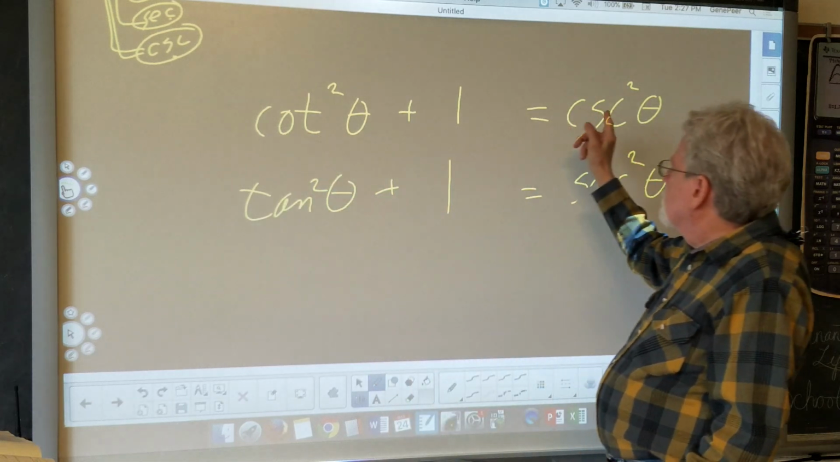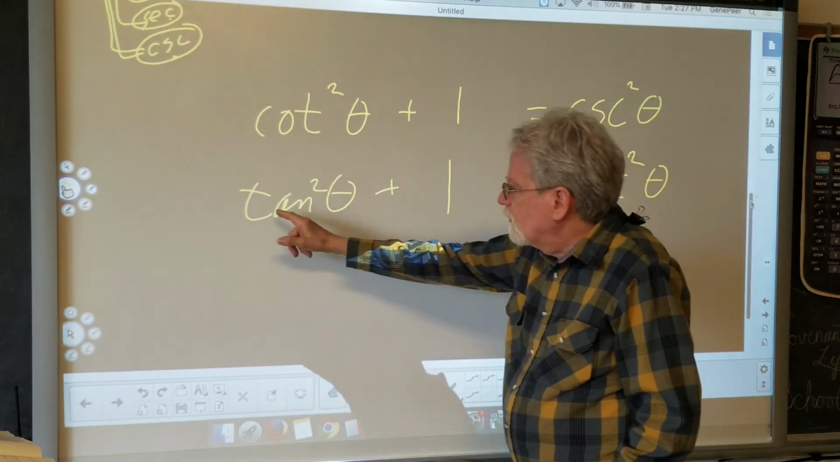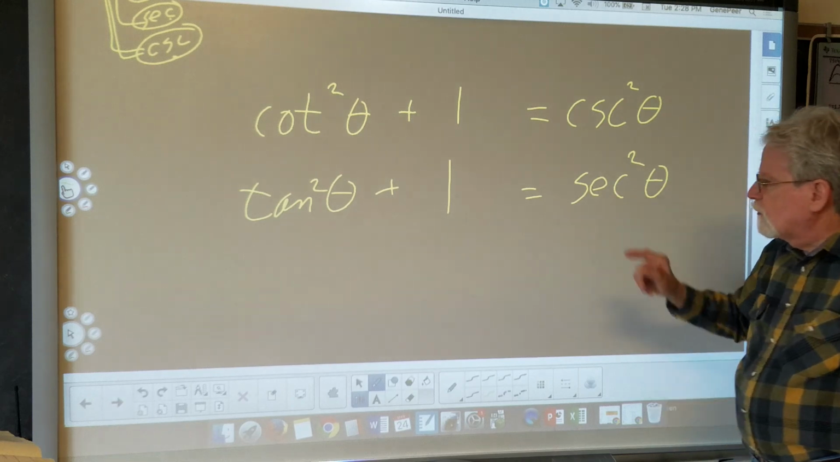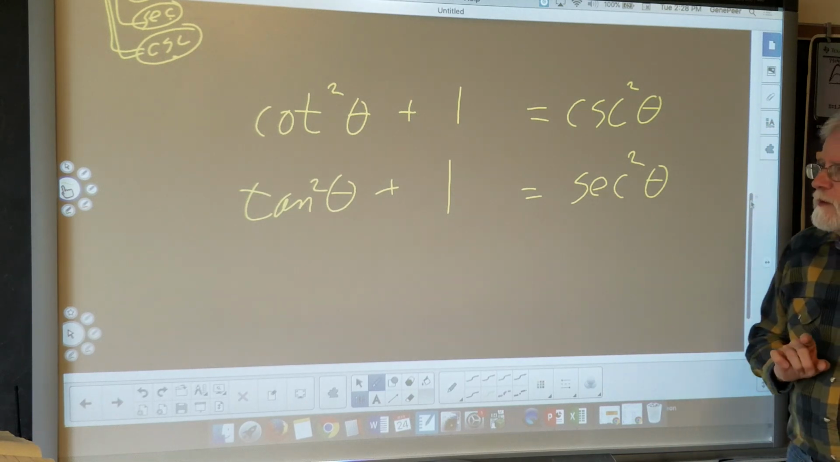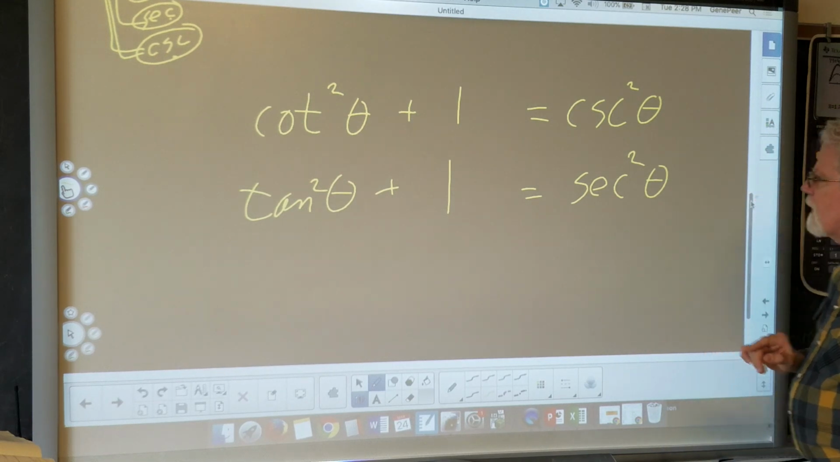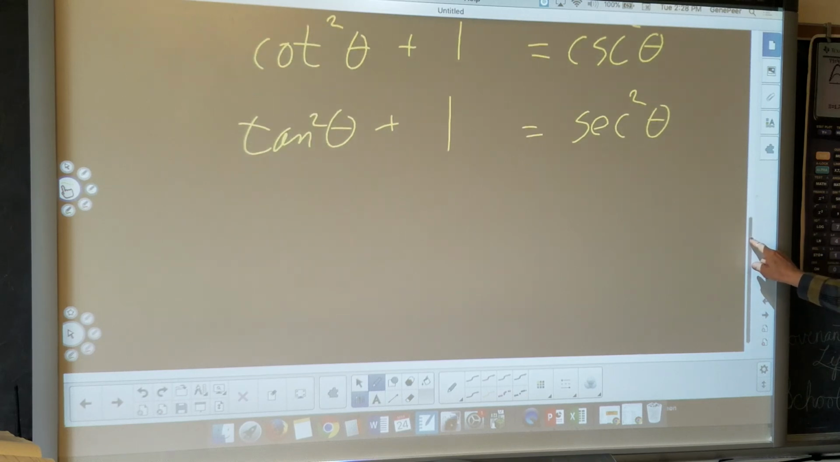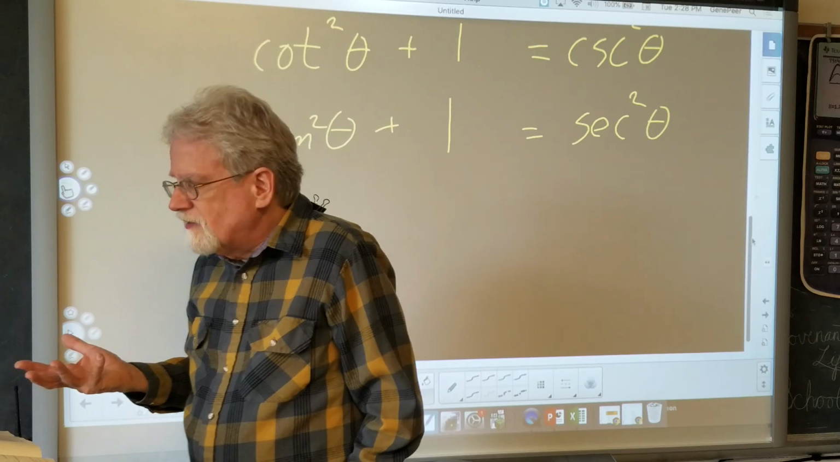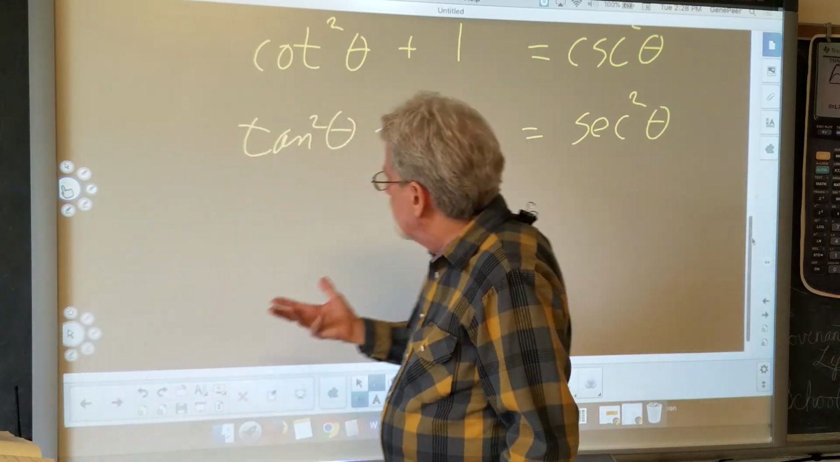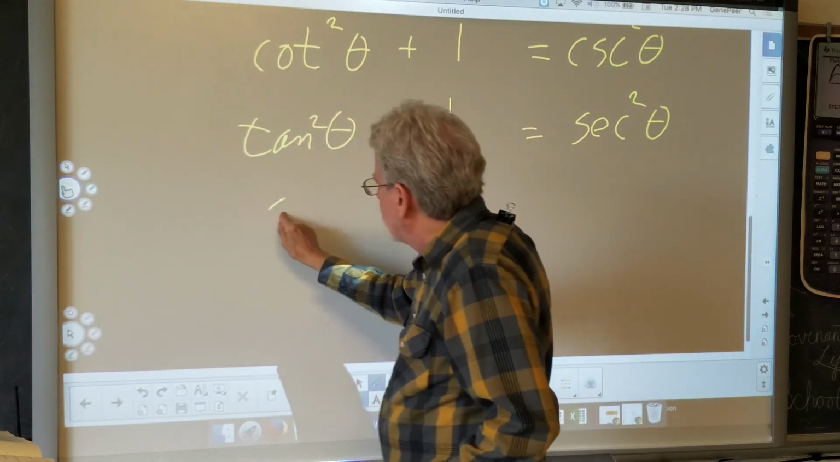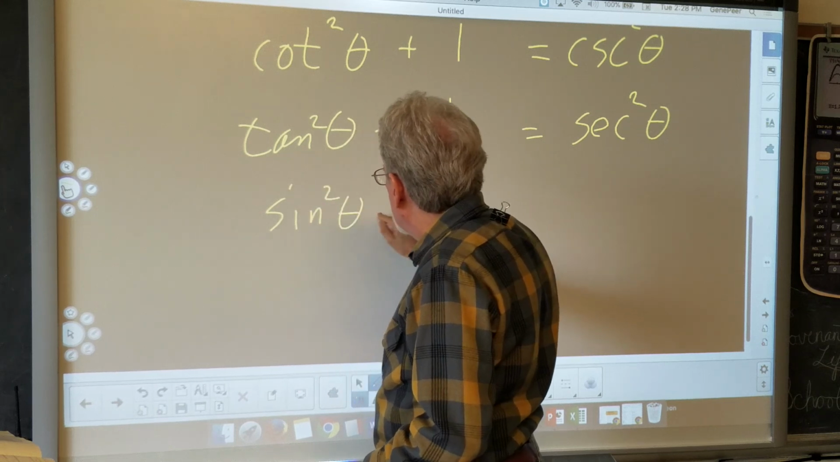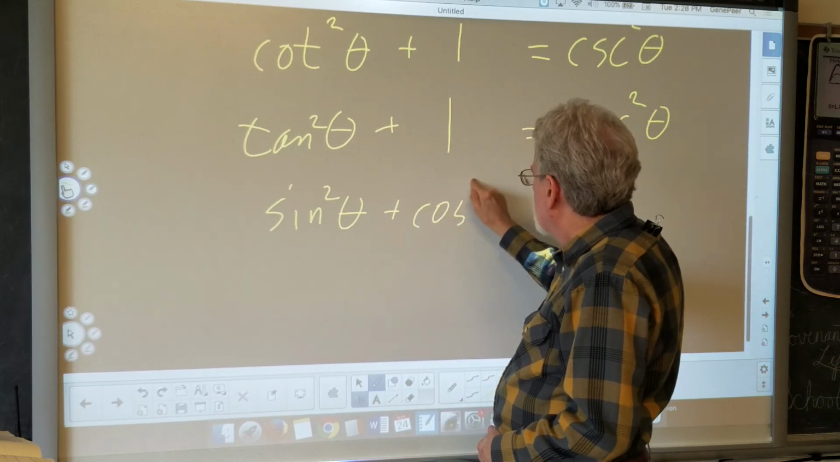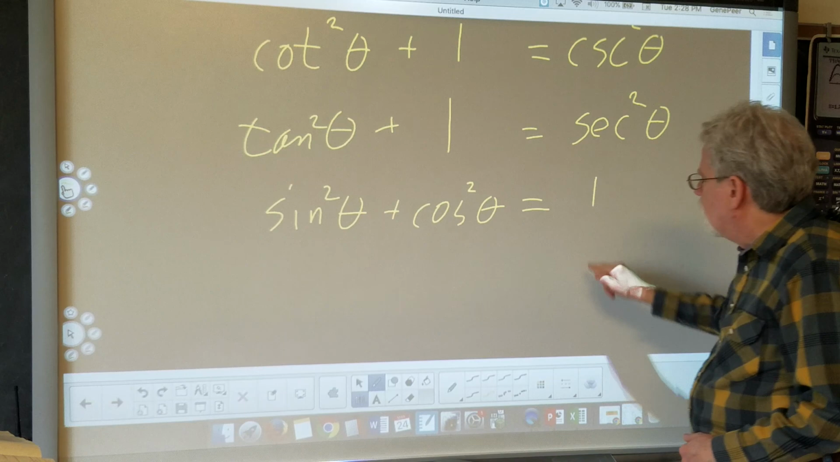Cotangent with cosecant, just plain tangent with just plain secant. That may help you remember these two. So that gives us now 3 of these Pythagorean theorem identities. Identities are based on the Pythagorean theorem. And that would be these two plus sine squared theta plus cosine squared theta equals 1.